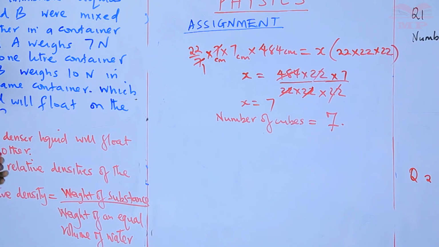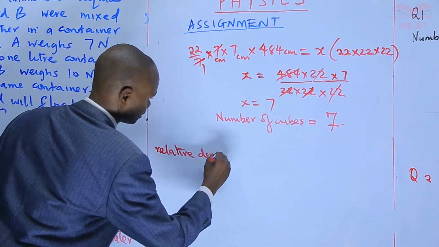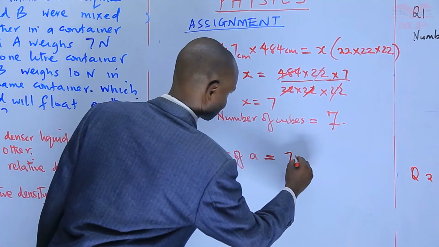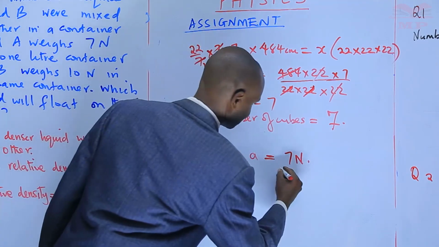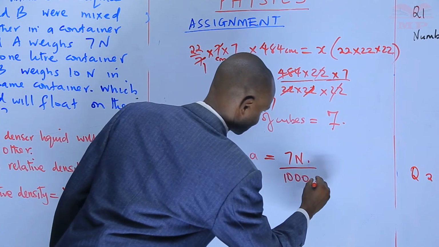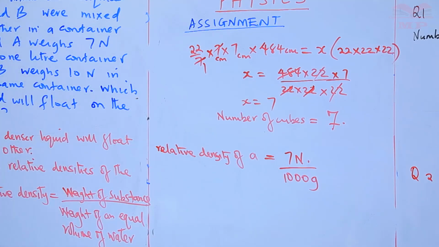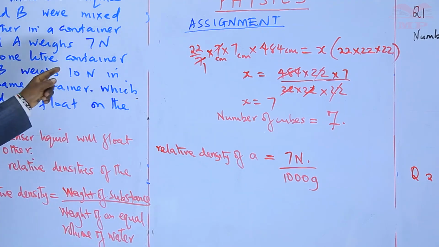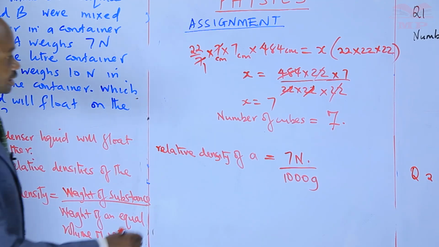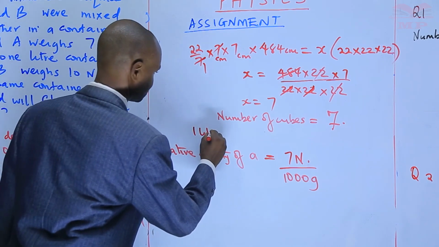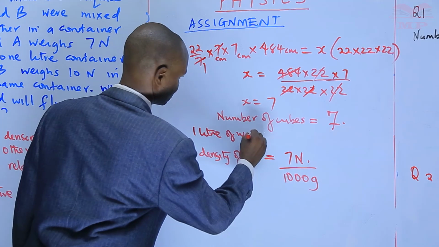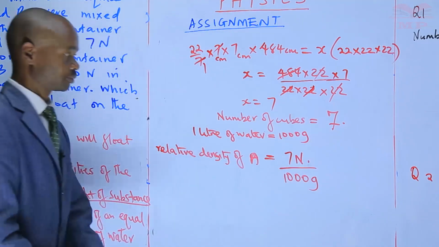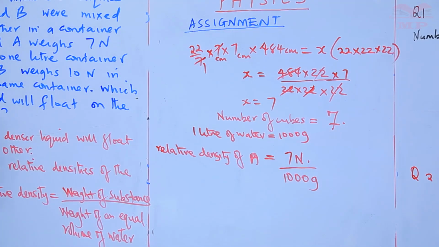So we start with the first one. Relative density of A is equal to 7 newtons divided by 1,000 grams. Somebody asks me, where have I got 1,000 grams? They have mentioned in 1 liter container. 1 liter of water is equal to 1,000 grams.